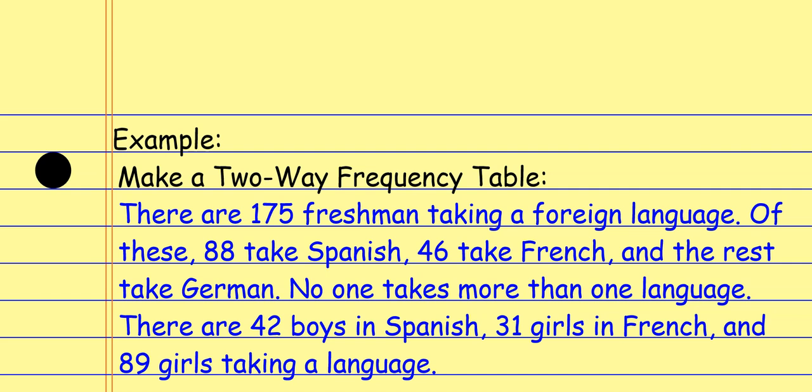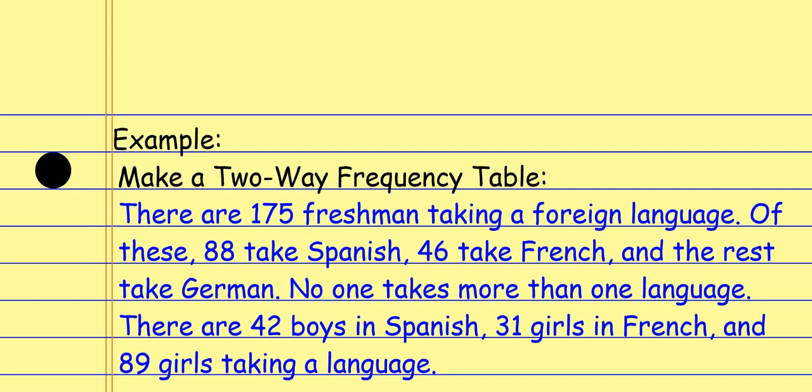So this one says there are 175 freshmen taking a foreign language. Of these, 88 take Spanish, 46 take French, and the rest take German. No one takes more than one language. There are 42 boys in Spanish, 31 girls in French, and 89 girls taking a language. And so we have to start to develop what categories we need.